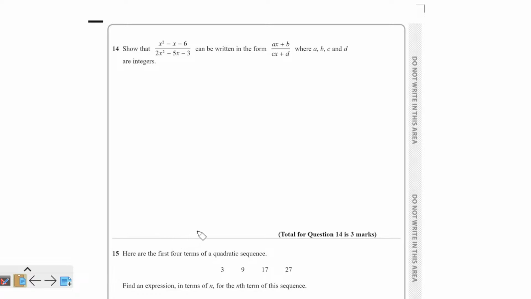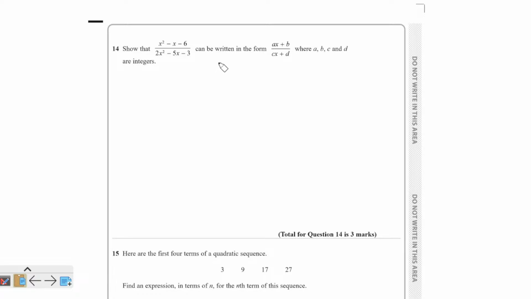Okay, question 14. So, we've got algebraic fractions here. Show that x squared minus x minus 6 over 2x squared minus 5x minus 3 can be written in the form ax plus b over cx plus d, where a, b, c and d are integers. This is just basically a simplifying question.